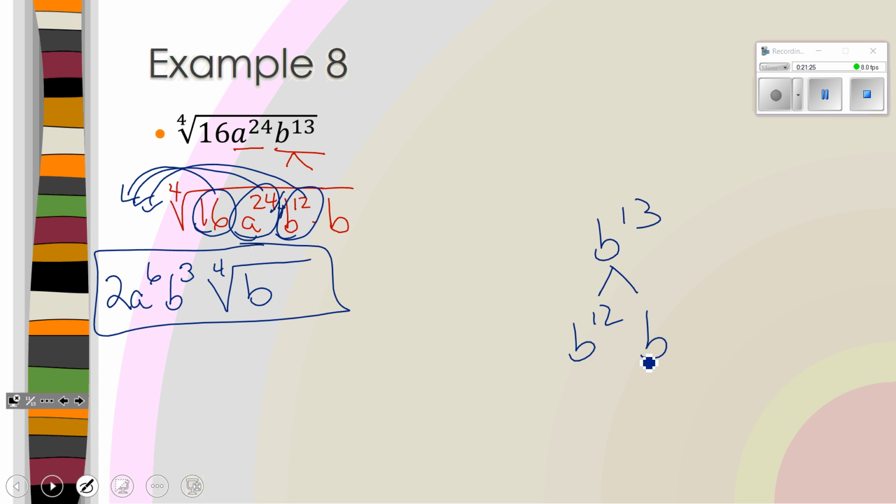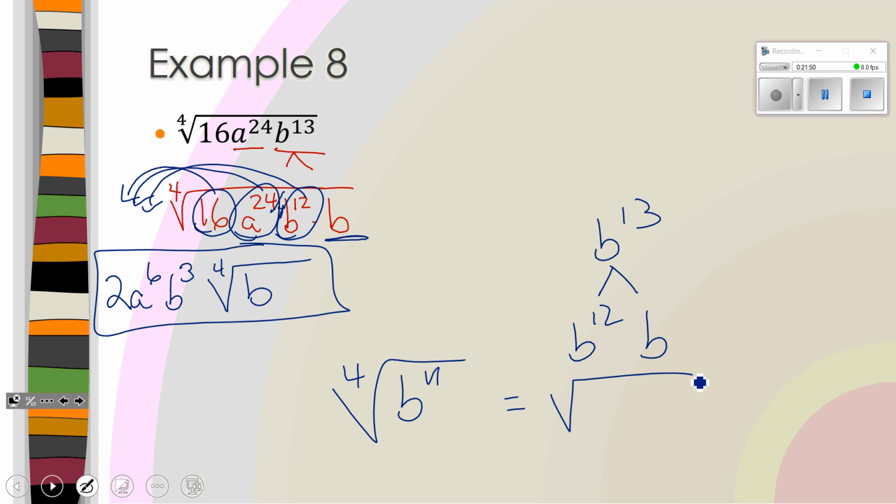And then the next step, I circled the things that were perfect and I took them to the outside. And then I left what was not perfect underneath. Someone said earlier, "Miss Corns, what if I had the 4th root?" Let's say that's a b to the 11th. B to the 11th is not perfect. What would you break b to the 11th down into?